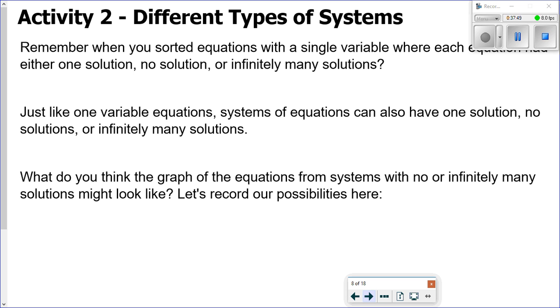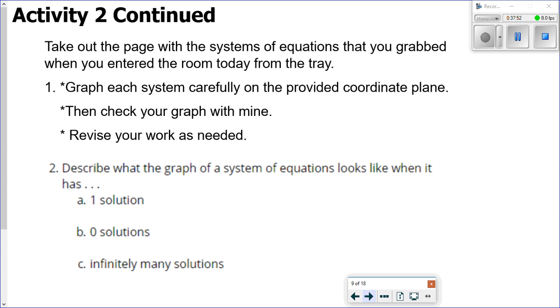All right, so with the next activity, you're going to go ahead and take out the handout that you grabbed when you walked in the door from the tray today. And your task for this activity is to graph each system carefully on the provided coordinate plane. Then check your work with mine. So if you want to graph one, press pause on the video now, graph one, check it with mine, and then fix your work, press pause, graph the second one, check it with mine. So that might be the best bet to go. So let's go ahead and do that. So go ahead and pause the video now, try the first system, and then check with mine.